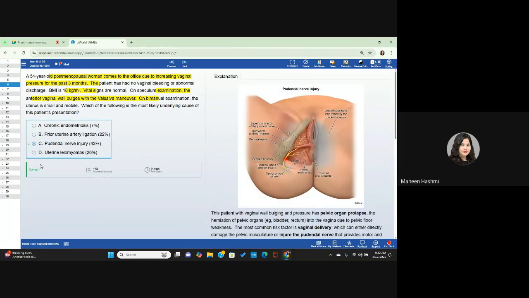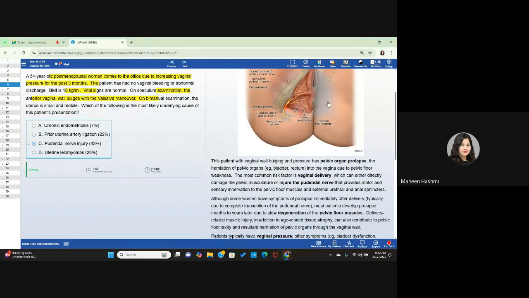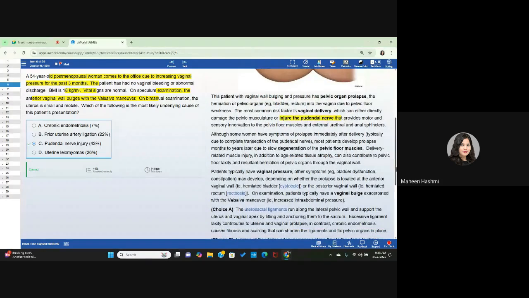So we know that the pudendal nerve supplies a lot of things, and even with a vaginal delivery there's a high risk that you injure the pudendal nerve. Whenever the patient comes to you with any sort of pressure, they're most likely referring to a prolapse. It may be anterior or posterior, depending on what's herniated. If it's bladder, they're referring to anterior; if it's rectum, to posterior.